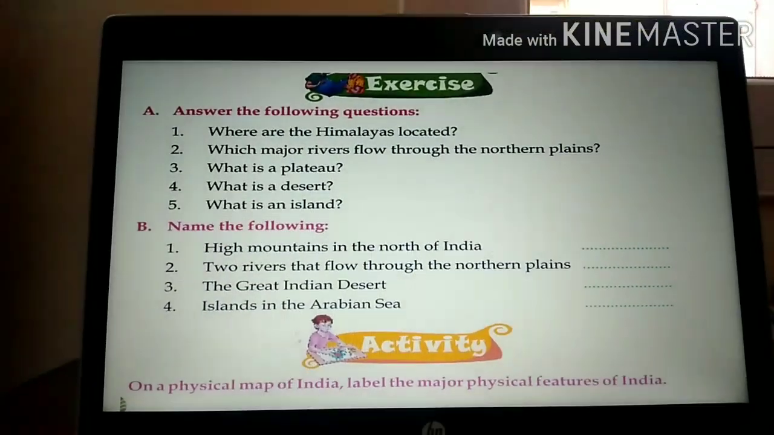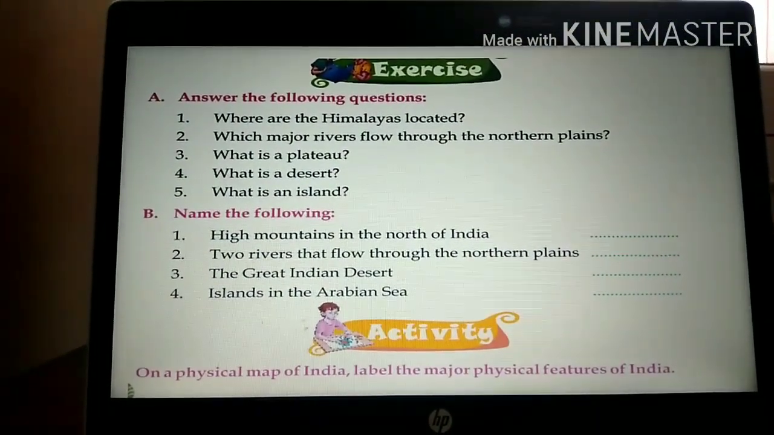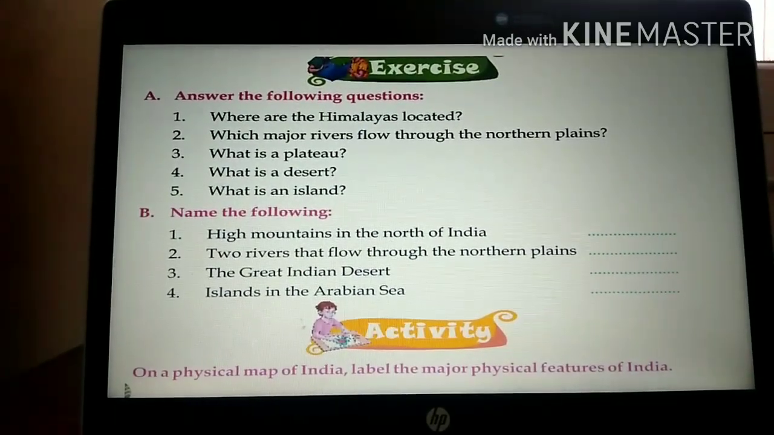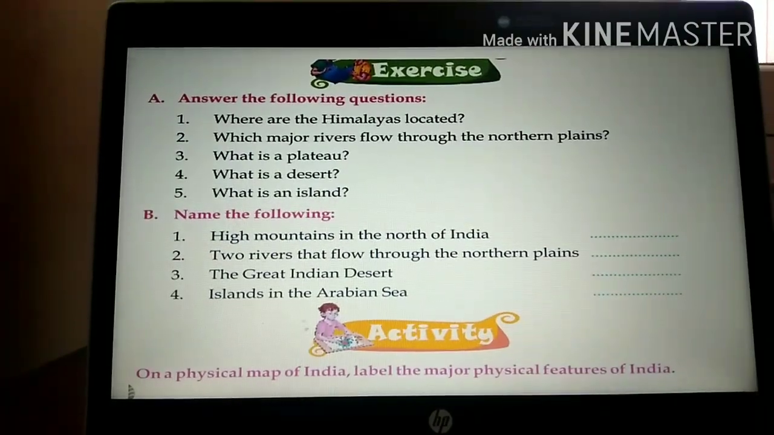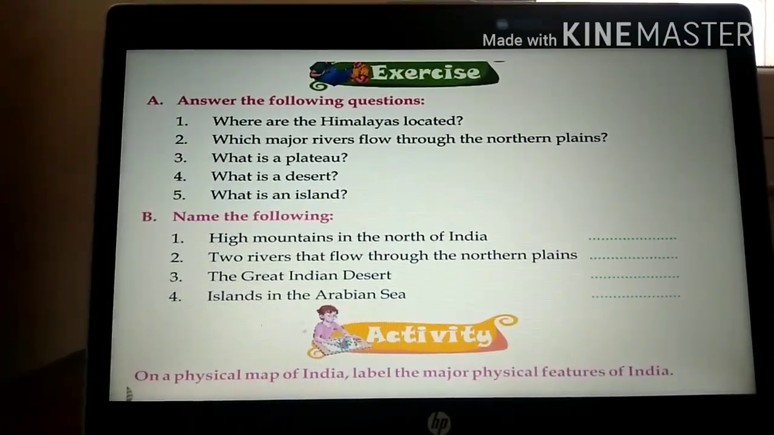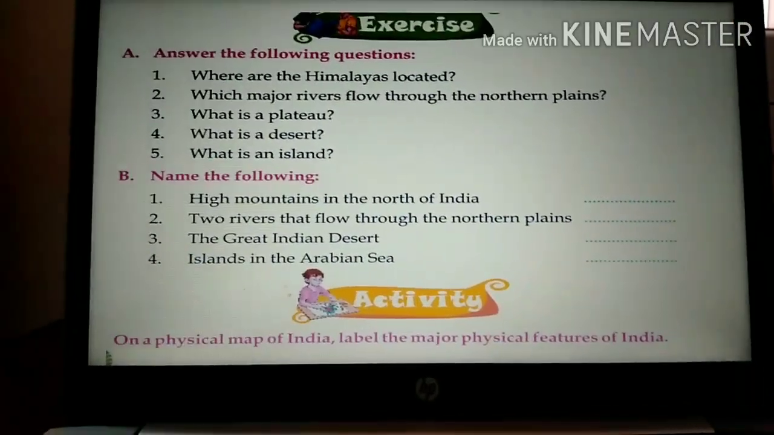Then you have to label these physical features in the physical map of India. I know you will not get the map now, so we will do this activity afterwards. But you can see this in your book. Now let's answer the following questions.